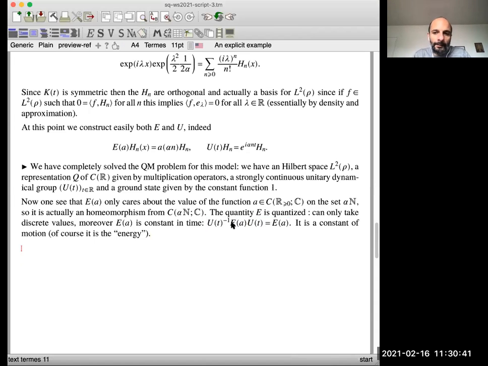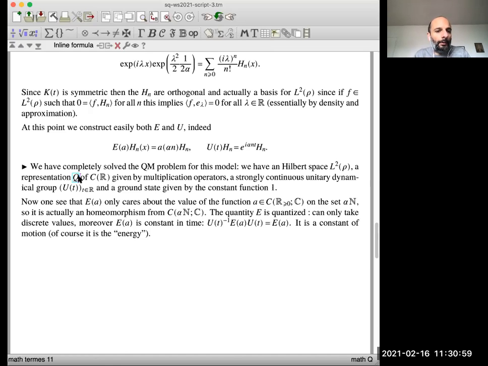So let me make the following observation: we started with a probabilistic model and we end up with a Hilbert space. On the Hilbert space, there is the representation Q, which is a family of commutative operators, because the algebra C_R is commutative. However, the dynamical group does not commute with Q. It's really doing something to the various components. If you commute it with a function, it does not give you back the same function.